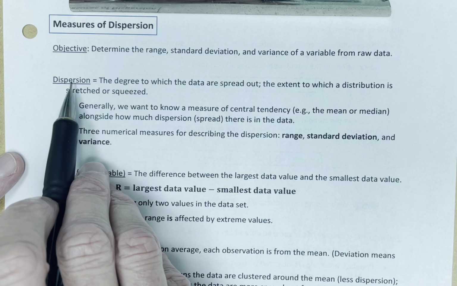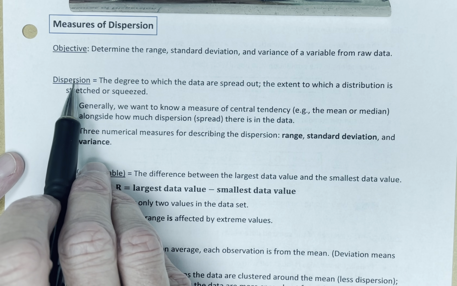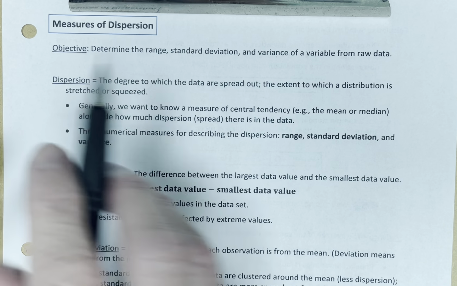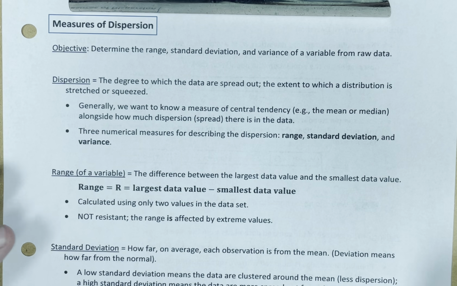So basically, it's the spread of the data. Are the data really spread out, or are the data pretty tightly, pretty compact, close to each other? Okay.